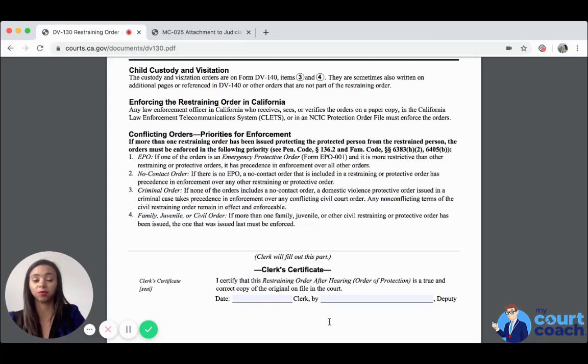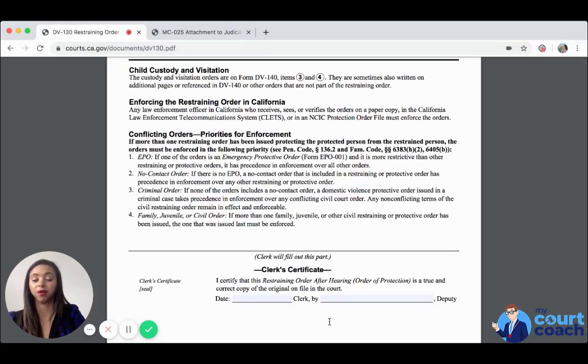So conflicting orders, priorities for enforcement. So if there's more than one restraining order that has been issued protecting the protected person from the restrained person, then the orders must be enforced in the following priority. So an emergency protective order, if it is more restrictive than the other restraining orders, then it has precedence in enforcement over all other orders. If there's a no contact order and there's no emergency protective order, and domestic violence, that no contact order that's included in a restraining order or protective order has precedence in enforcement over the other restraining orders or protective orders.